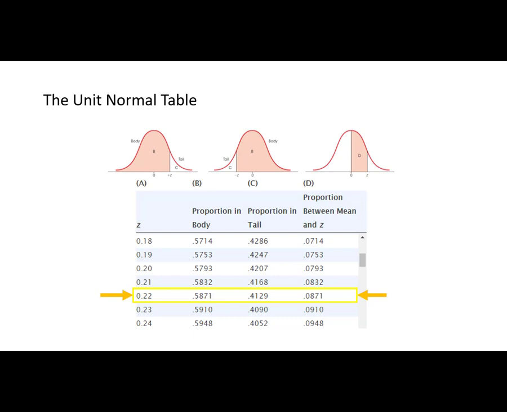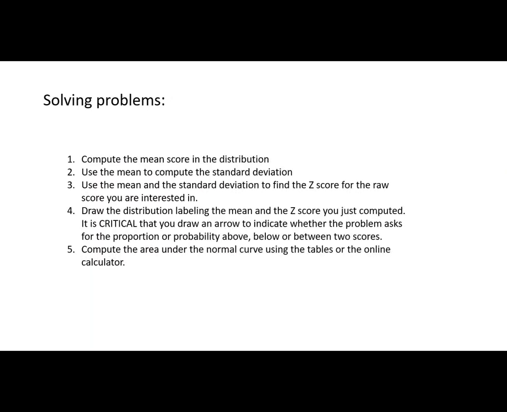This ought to give you enough information to solve a whole bunch of problems, both in the homework and on an exam. And it's really important that you understand how to use these tables correctly and how to compute these z-scores properly. Let me give you some guidelines for solving these kinds of problems. Let's assume that a question asks you to compute the proportion of scores that lie above a certain score. Well, the first thing you need to do, of course, is to compute the mean of that distribution. You then will use that mean to compute the standard deviation of the distribution, and then you'll use the mean and the standard deviation to find the z-score for the raw score that you're interested in.